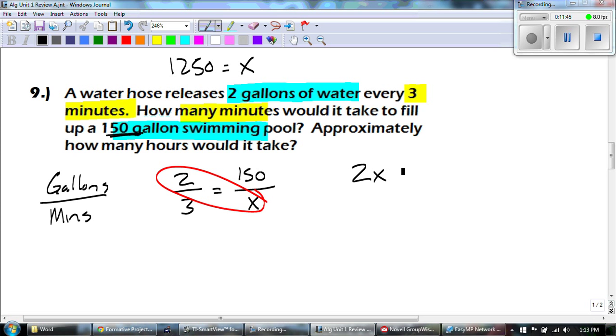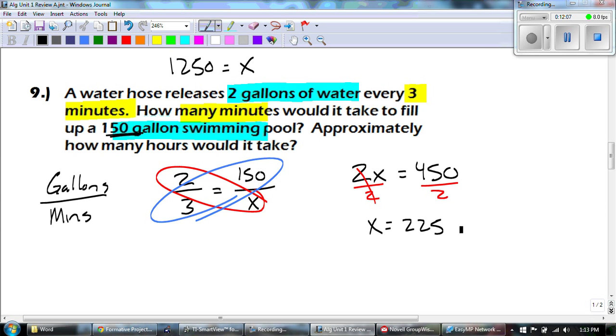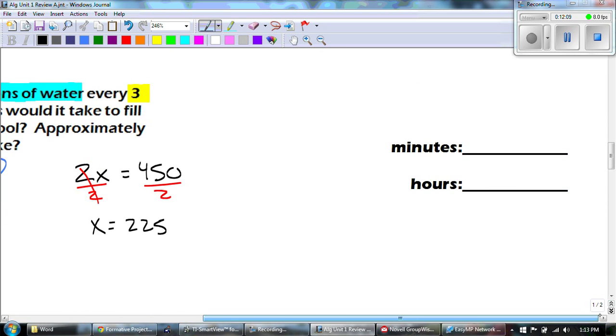We get 2x equals, oh, that should have been in blue. 3 times 150 is 450. And to solve for x, we have to divide by 2. You should have gotten 225. Okay, so how many minutes is that? Well, that's 225 minutes. Now, how many hours is that?